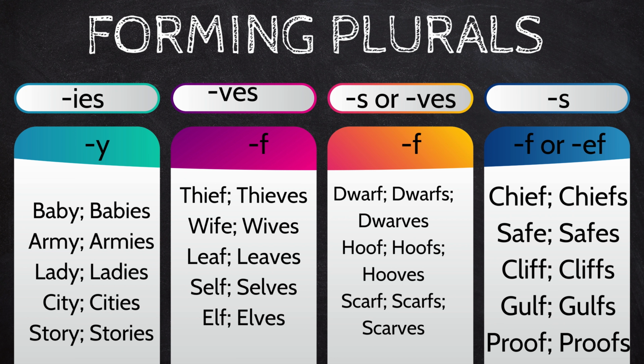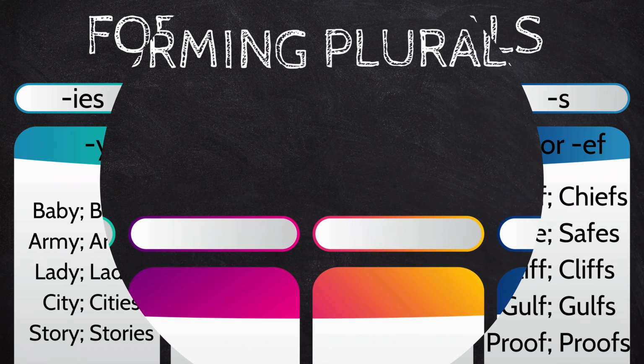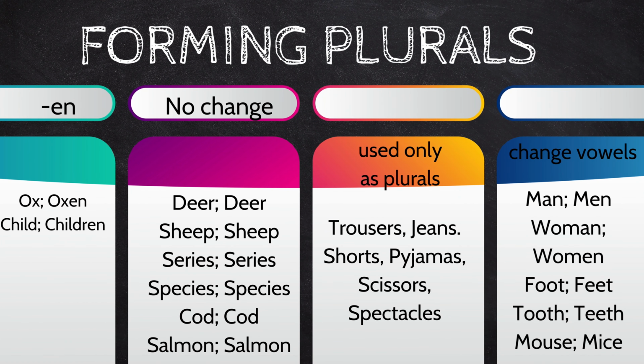Now, we add s or VES. We can use both for some nouns which are dwarf, dwarfs. It can also be dwarves. Hoof, hoofs. It can also be hooves. Scarf, scarfs. It can also be scarves. Now, F or FE, in these words, whenever the word ends in these letters, we add S. Chief, chiefs; safe, safes; cliff, cliffs; gulf, gulfs; proof, proofs. So, with F, the F letter which ends, there are many exceptions.